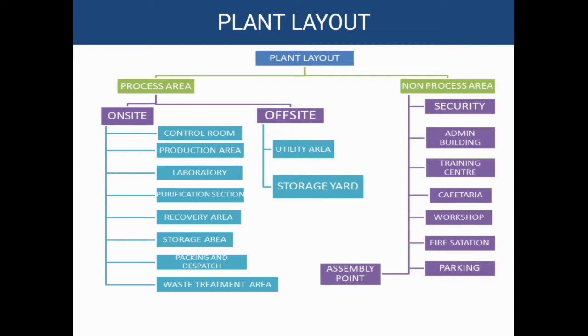In the non-process area: security office, admin building, training center, cafeteria, workshop, fire station, parking and assembly points. So these are the minimum requirements of any plant layout. When you are preparing a plant layout, these are the factors to be considered. And as a process engineer, you should be able to visualize the aerial view of this plant layout. Then only you can easily access the area when there is an emergency.